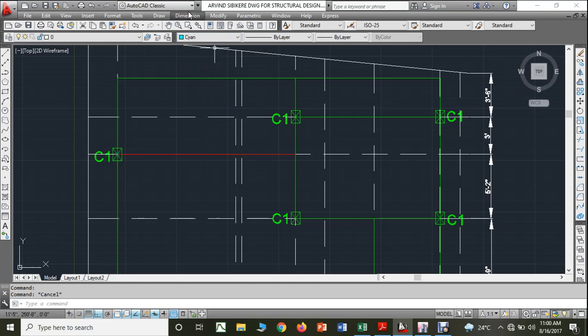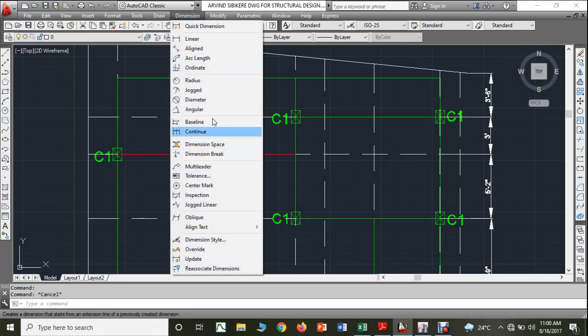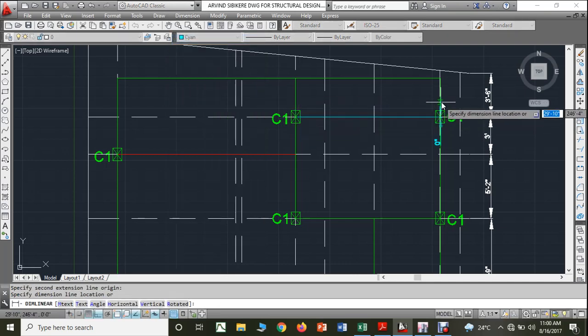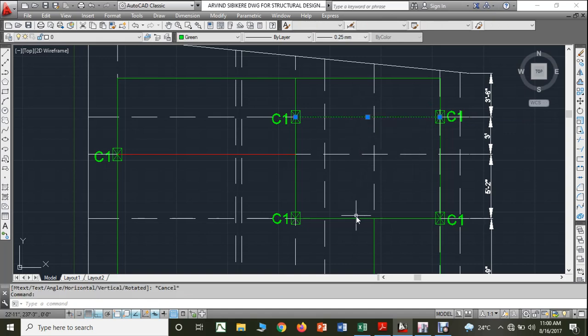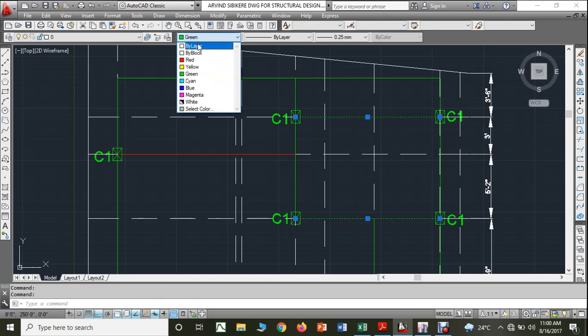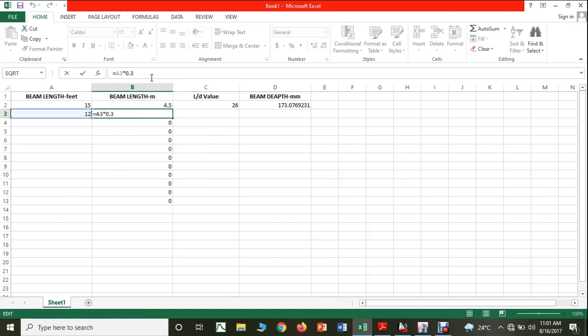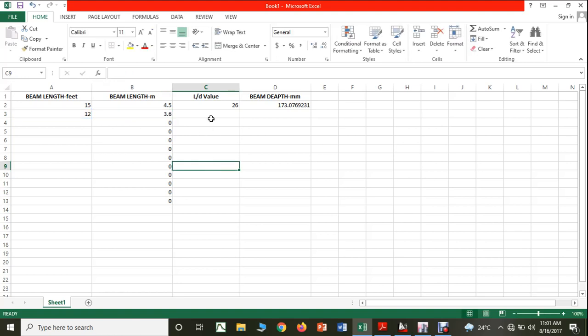Then what is the dimension of this one? I can take the dimension from here to here. It is coming around 11 feet 9 inches. I can make it 12 feet. This beam as well as this beam will both be 12 feet only. So I'll just make 12 here. It will be 12 multiplied by 0.3, which gives 3.6.